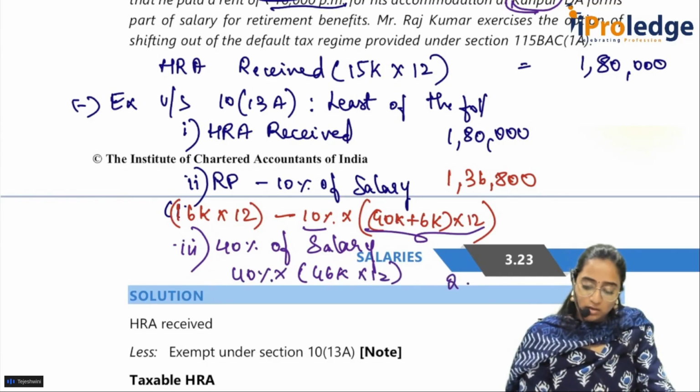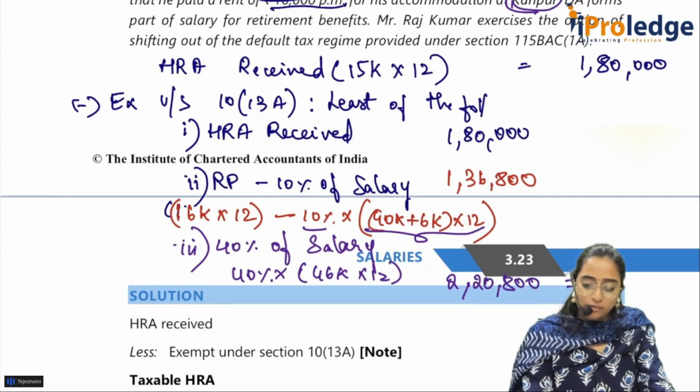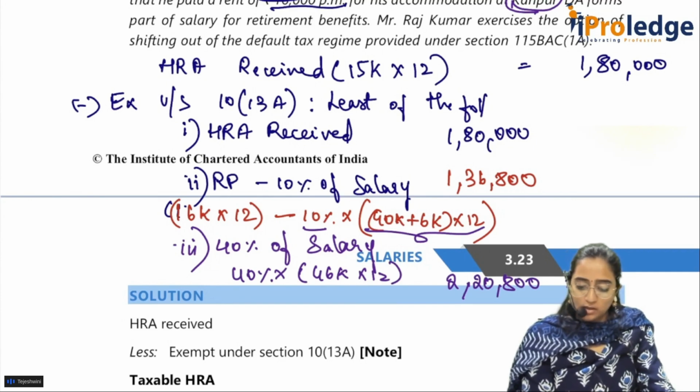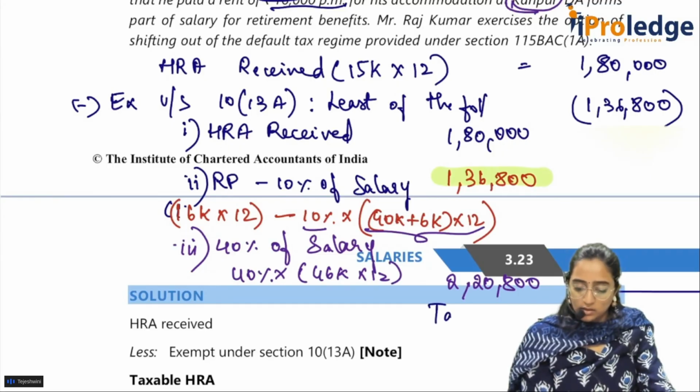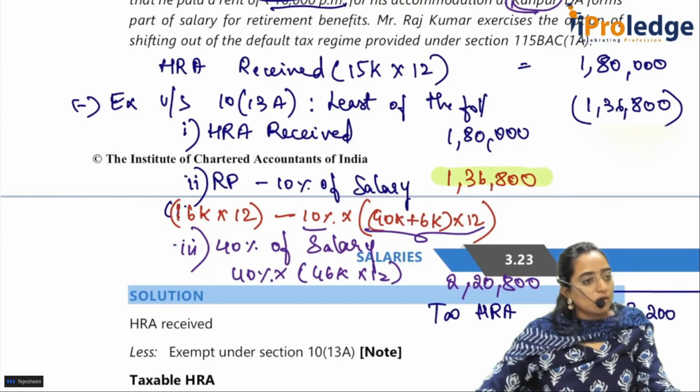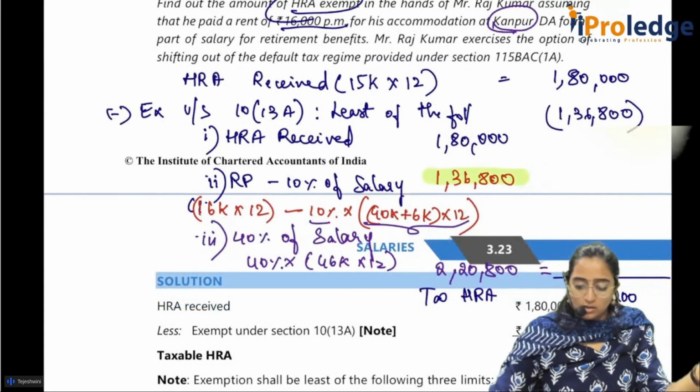2 lakh 20,800 is how much? Least of the following would be exempted. What is the least of the following? So the least of the following is 1,36,800. What is your taxable HRA? 43,200. Clear, everyone? Understood, people? 43,200. Done?